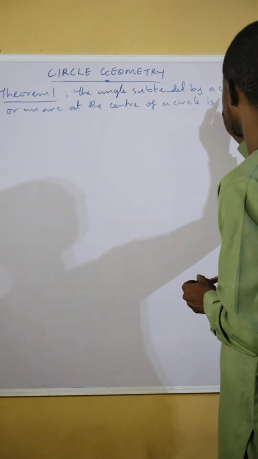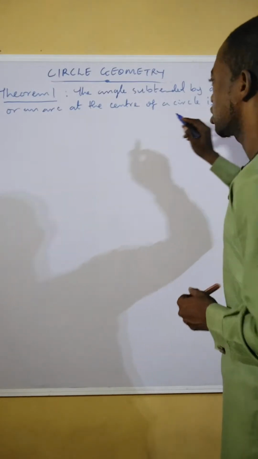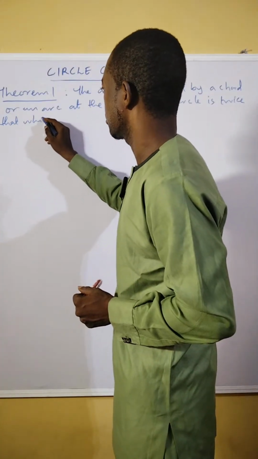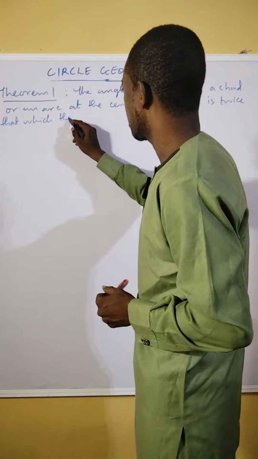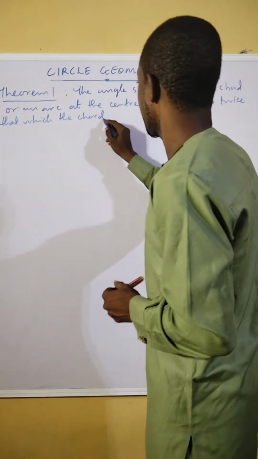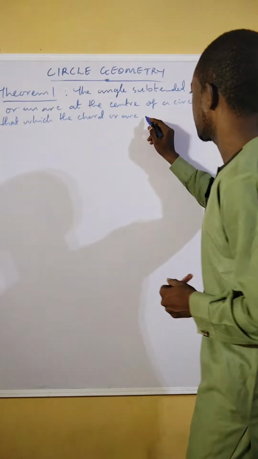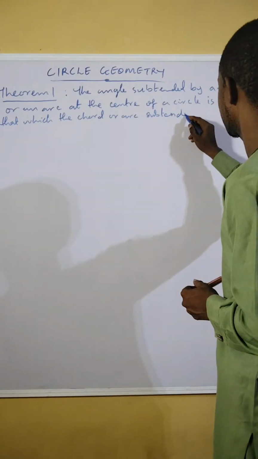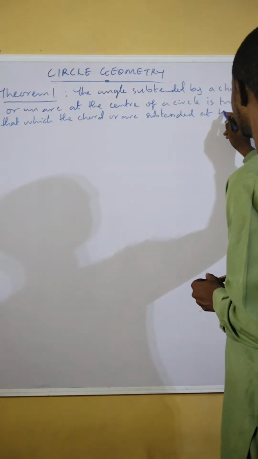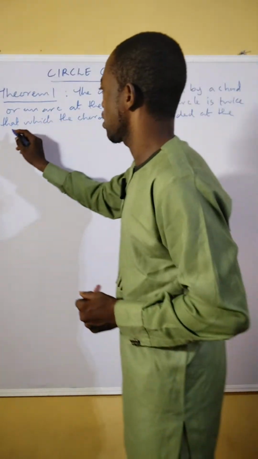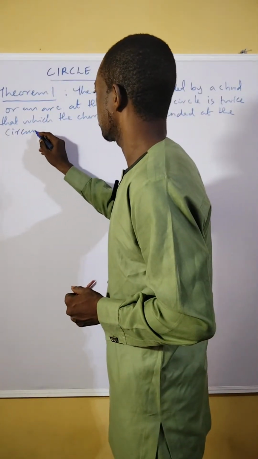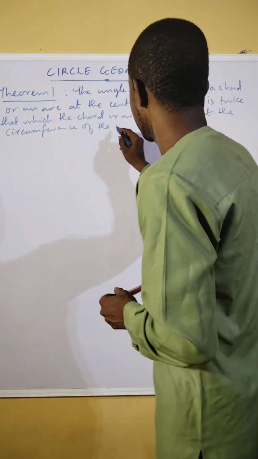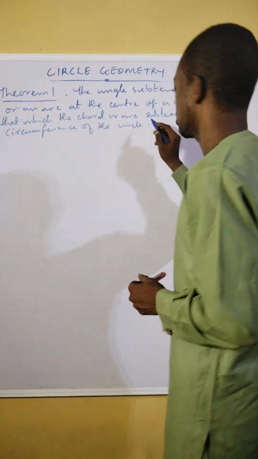is twice that which a chord or arc subtended at the circumference of the circle. At the circumference of the circle. So this is Theorem 1.